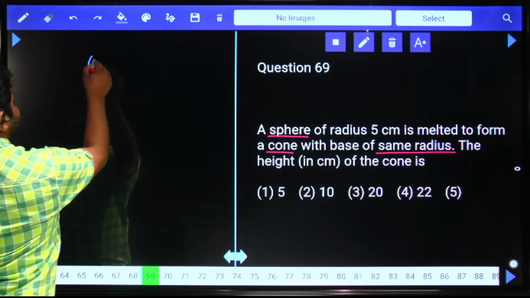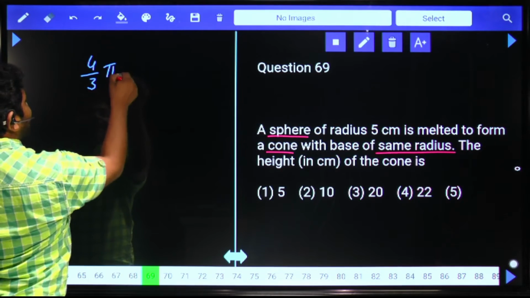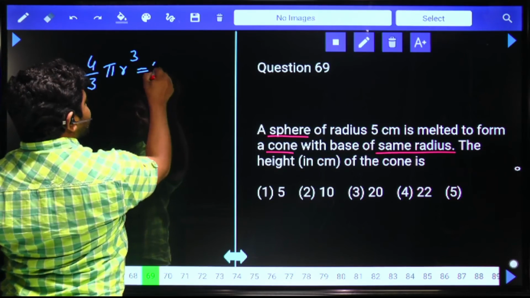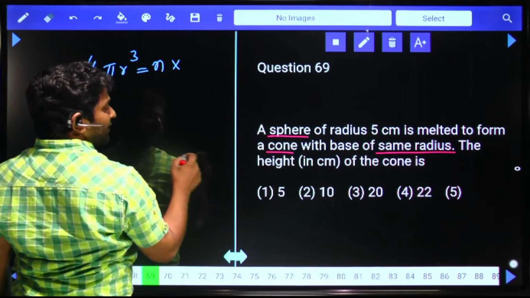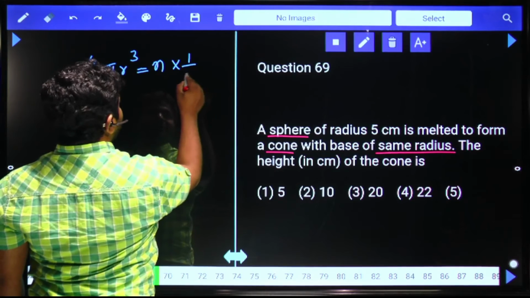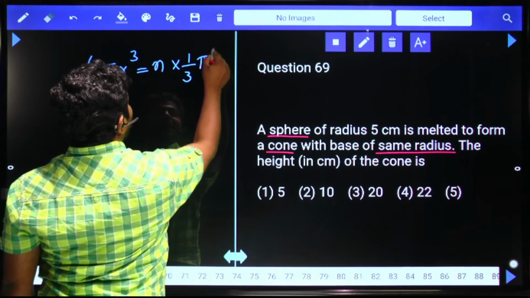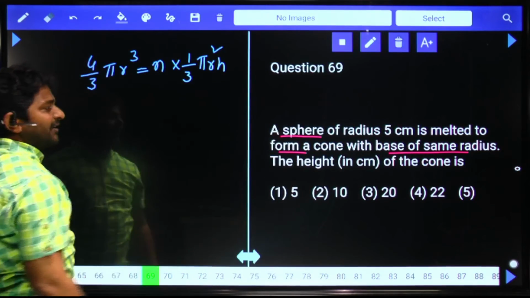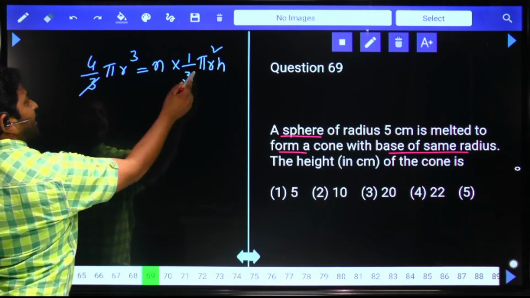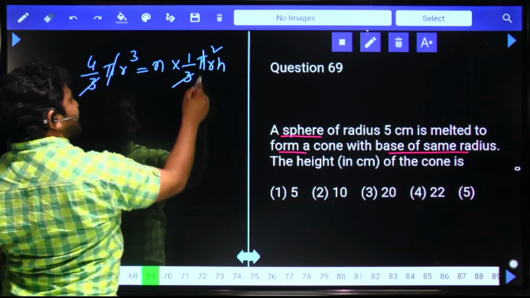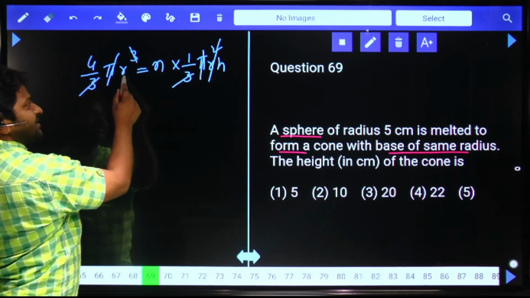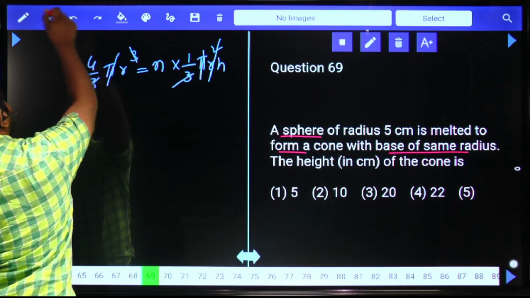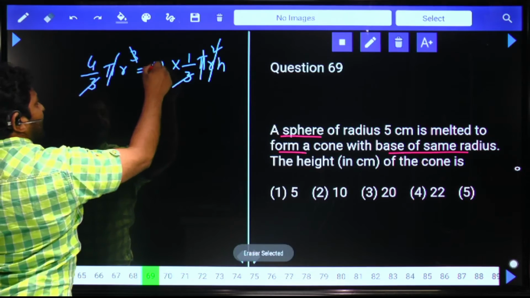Sphere volume, that is equal to 4 third pi r cube, must be equal to the number of cones. Let's say n number of cones are formed. Cone volume is equal to 1 third pi r square h. The radius is already given as 5. 1 by 3 gets cancelled, pi pi gets cancelled, r square and r cube get cancelled, you'll have r.